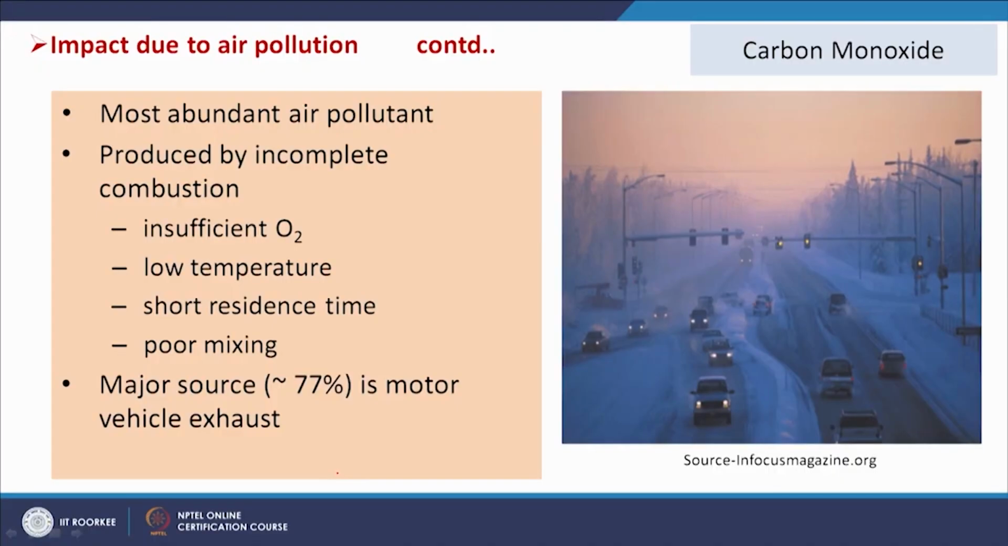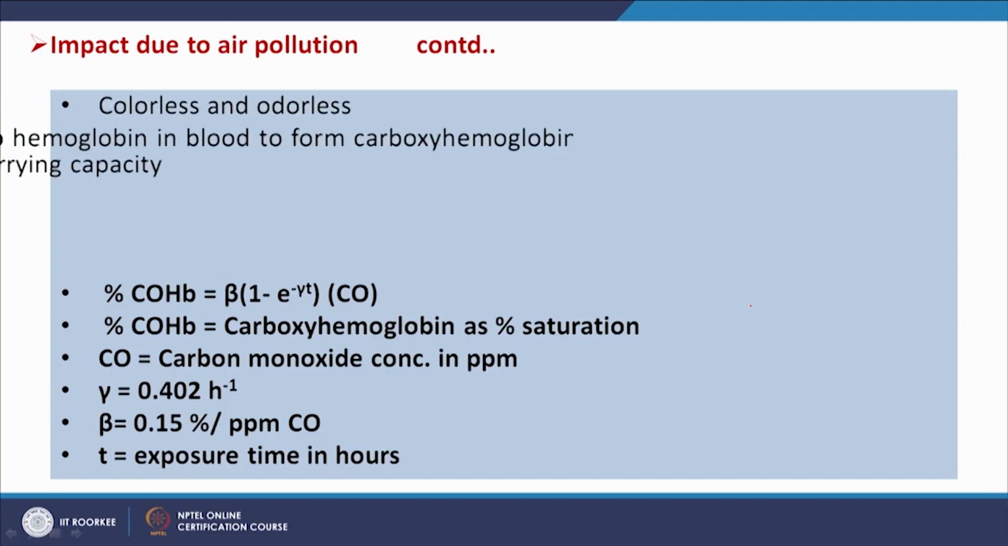So, these are the impacts of particulate matter, and then we will see the impact of carbon monoxide. Carbon monoxide, we know, is generated basically because of the incomplete combustion of carbonaceous fuels. Mostly it comes from vehicles, at least 77% comes from motor vehicles, and it is produced by incomplete combustion. Insufficient oxygen, low temperature, short residence time and poor mixing are responsible for it, and you see carbon monoxide can be a danger, and how it can be, let us see.